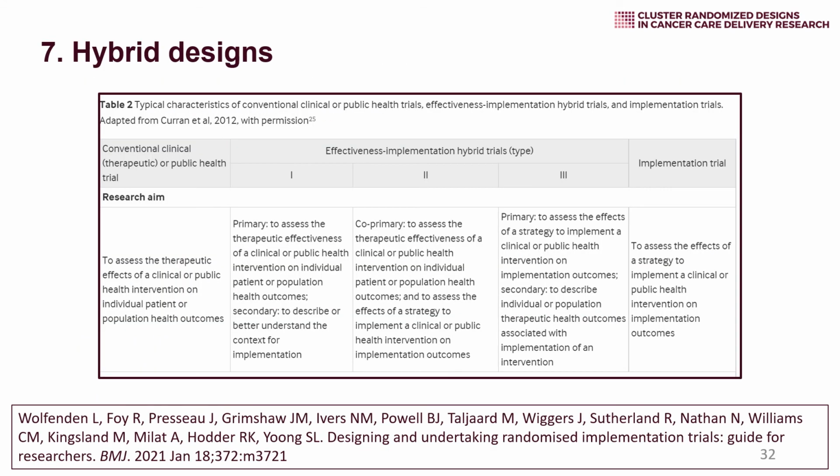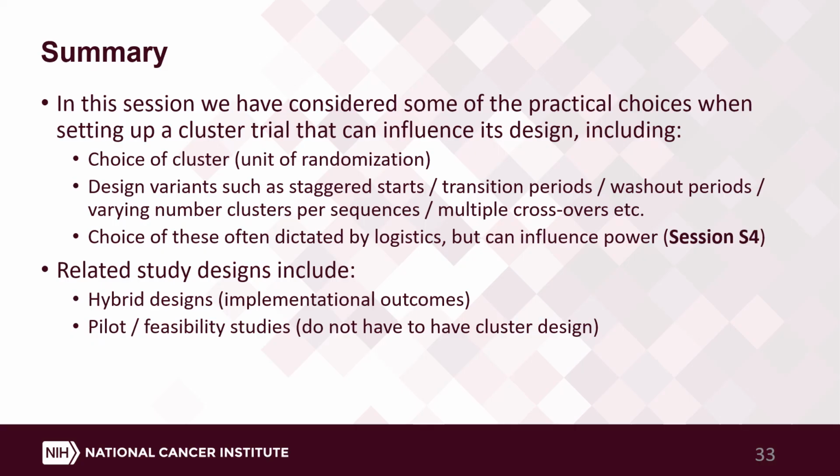Hybrid designs are used where we are interested in evaluating not only the effectiveness of an intervention, but also the implementation of it. There are a number of different types of hybrid designs, depending on whether the primary objective is to consider implementation type outcomes, or whether the primary objective is to consider effectiveness type outcomes. Implementation outcomes can be important in these types of designs, and then we end up running what's called a hybrid design.